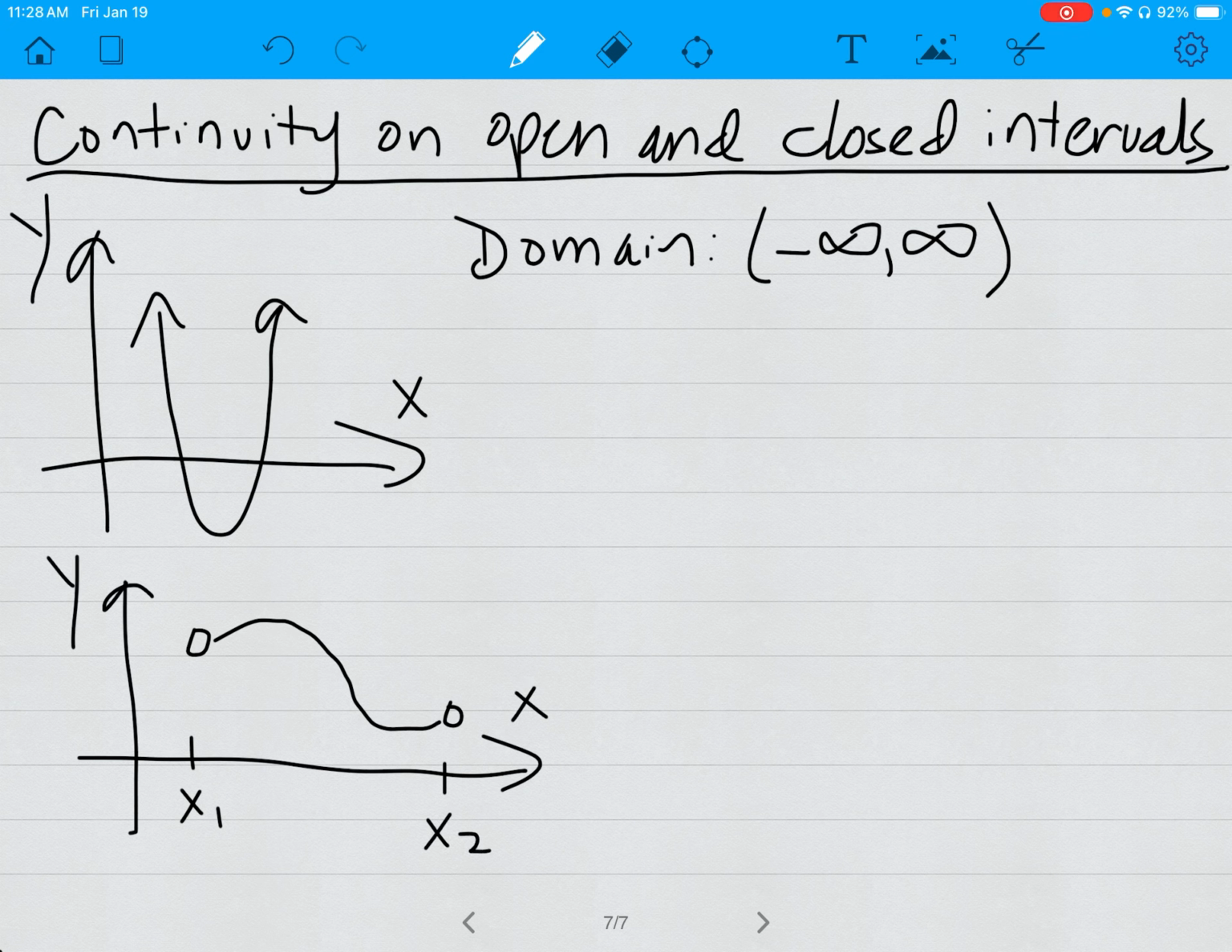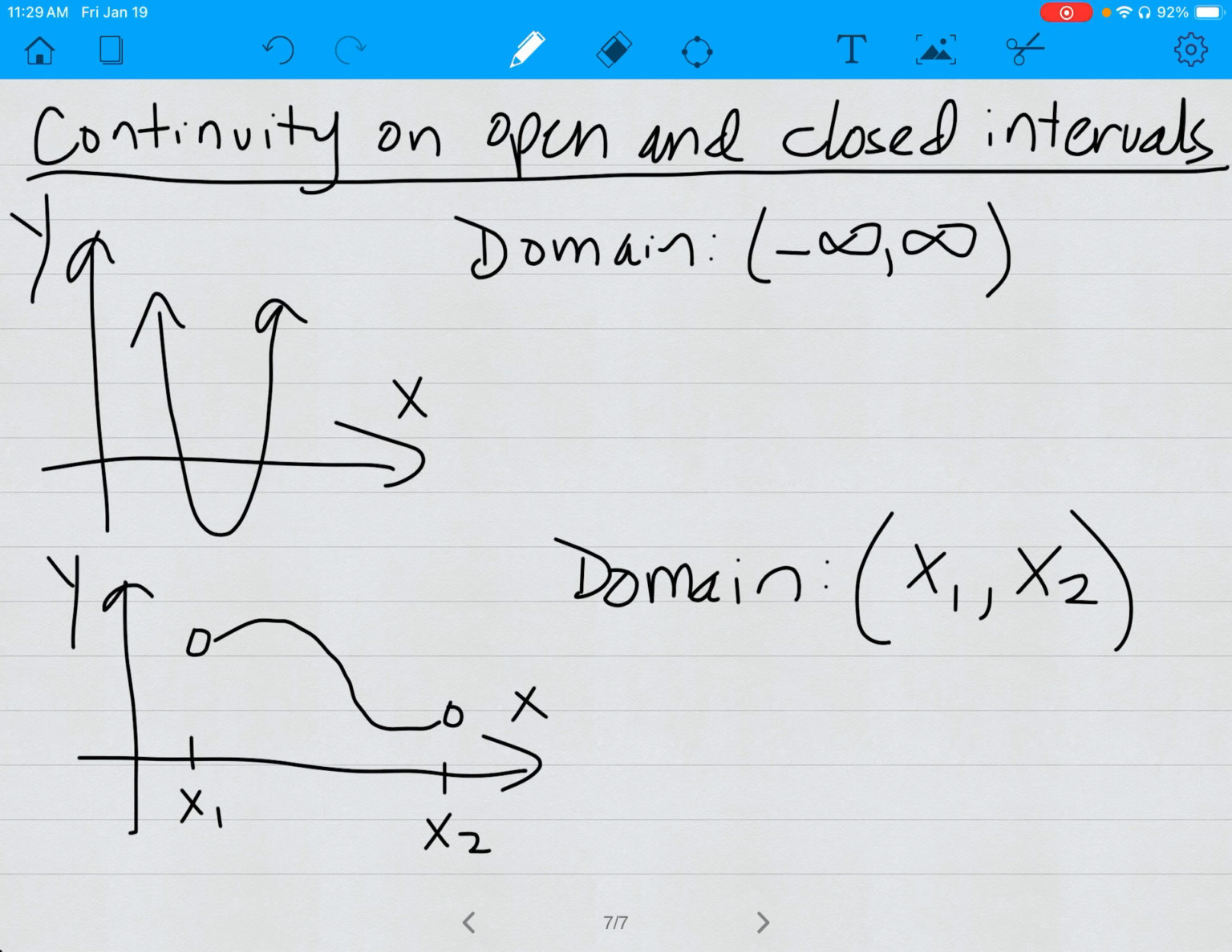So a function like this, for example, if I'm taking a look at this particular function, its domain is from x1 to x2, right? The x values where the function is defined are from x1 to x2. But x1 and x2, those endpoints, because they have open circles, they are not included as part of the interval. And so that is an open interval. It has endpoints that are not included, and we use the round parentheses again to signify that.